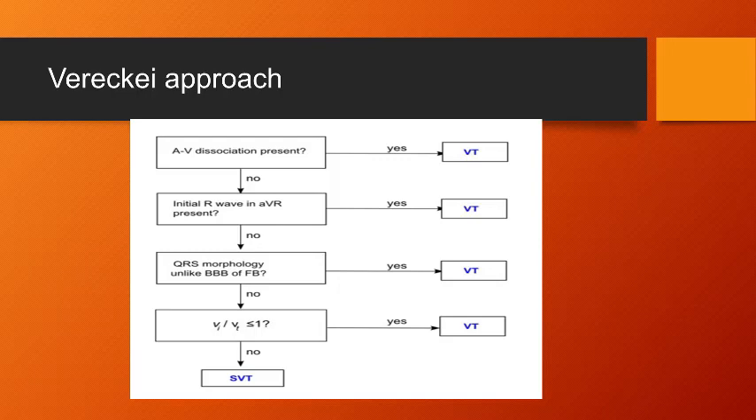What is Vi and Vt? Vi and Vt are the magnitudes of voltage changes in the initial and terminal 40 milliseconds of the QRS. When we have the QRS complex in front of us, we have to see the voltage in the initial 40 milliseconds of the QRS and the voltage in the terminal part of the QRS complex. Then we have to take this ratio.